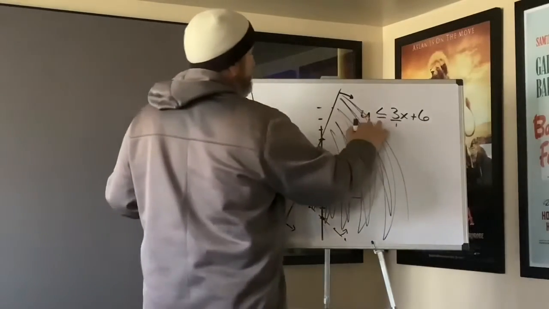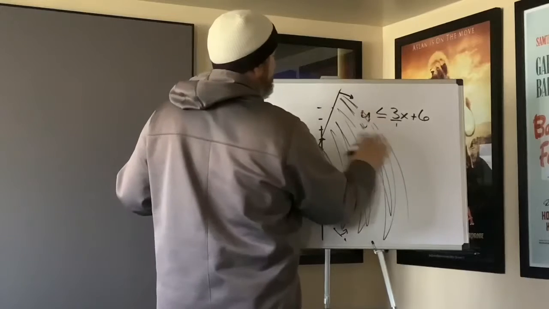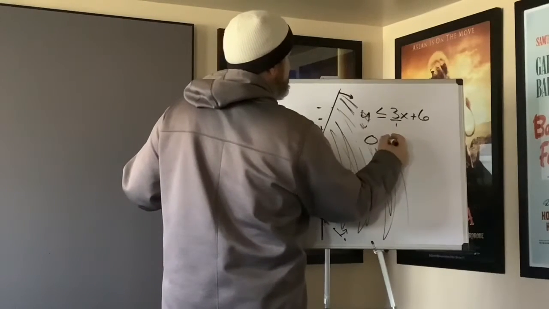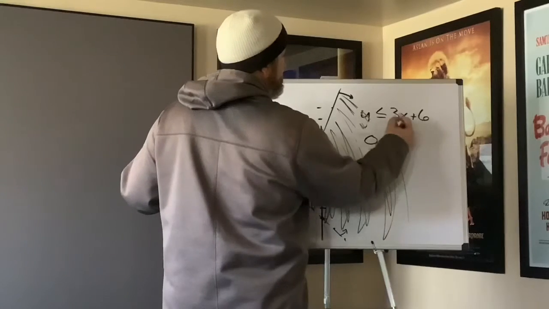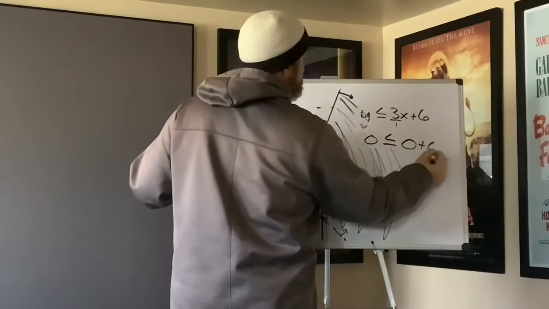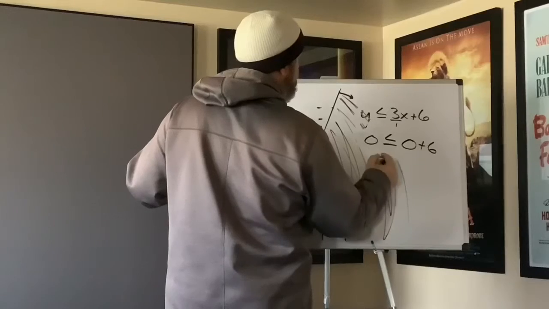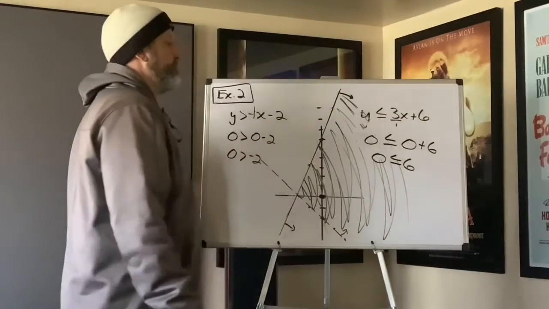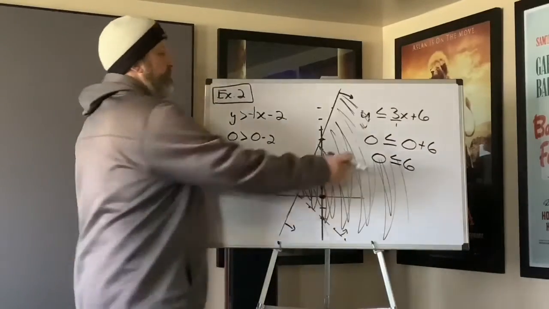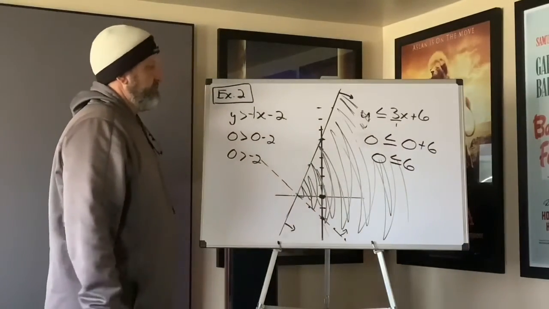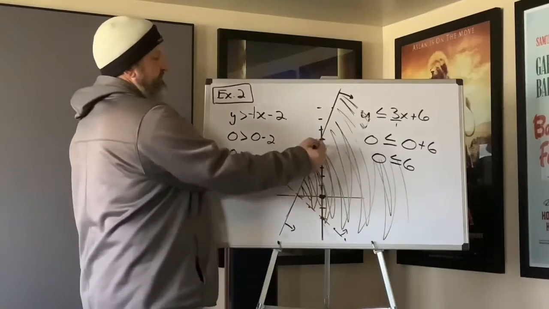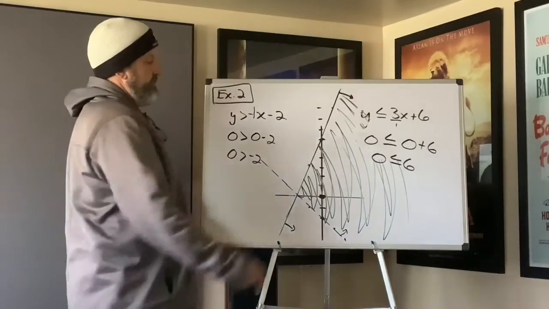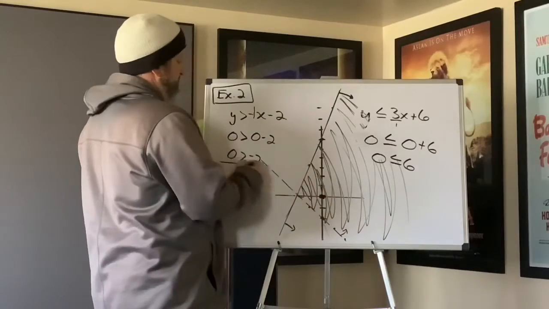Now, what about over here? Okay. If we said 0 is less than or equal to 3 times 0 plus 6, right? Well, that means 0 is less than or equal to 6. Is that true? Of course it is. 0 is less than or equal to 6. Okay? The only way you'd ever get an equal is if it's exactly on the line. But that's cool too. So, sure enough, that point 0, 0 makes both equations true.